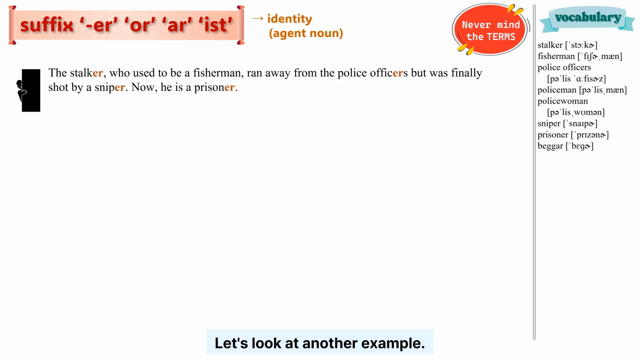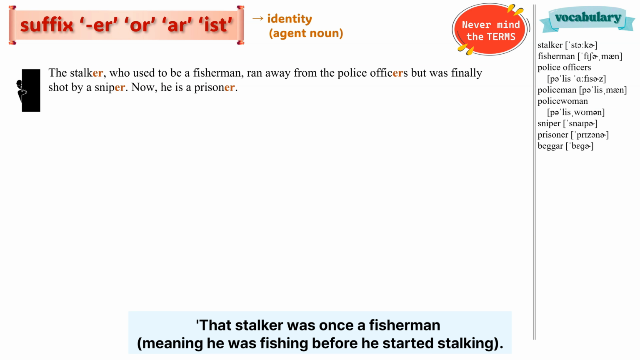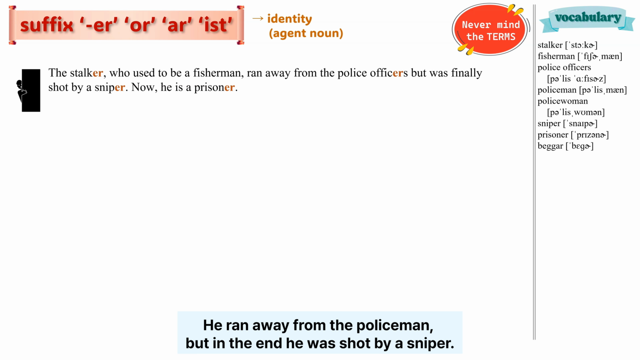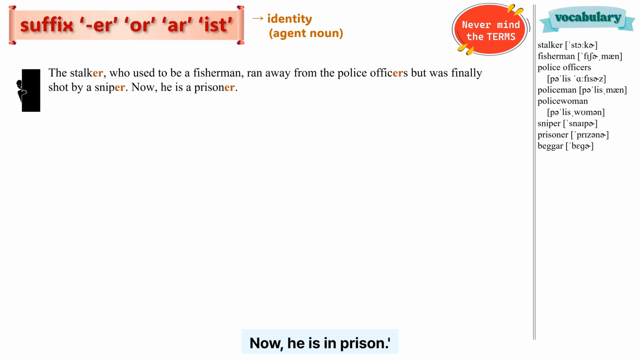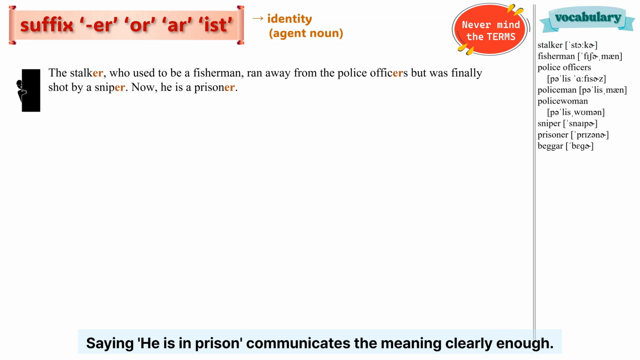Let's look at another example. That stalker was once a fisherman, meaning he was fishing before he started stalking. He ran away from the policeman, but in the end he was shot by a sniper. Now he is in prison. Notice the last part. We don't need to force a word like prisoner. Saying he is in prison communicates the meaning clearly enough.